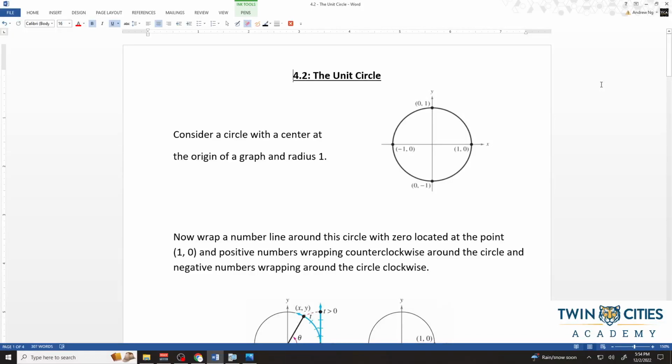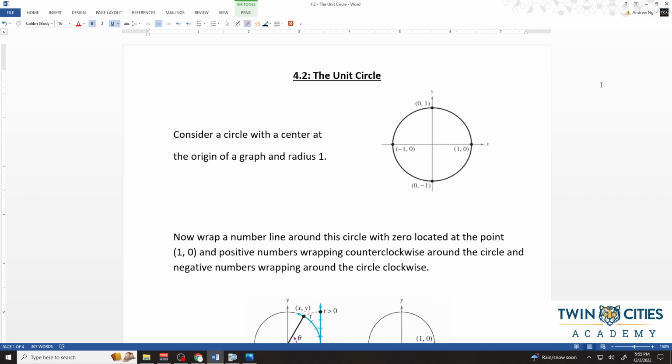Today we're going to talk about the unit circle. In the last section, we learned a little bit about radian measure and how it compares to the measure of degrees that's a little bit more familiar for us. Well, for today, let's start with a circle.